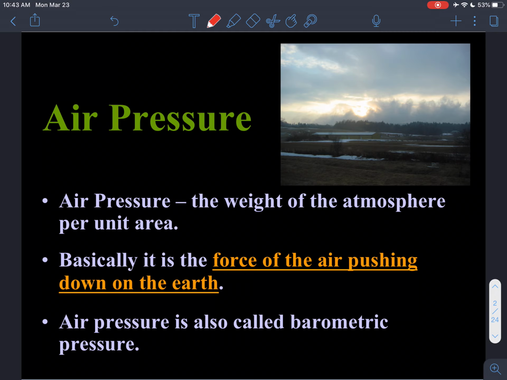Okay, so some things to recall. We discussed that air pressure is the weight of the atmosphere on a certain area. So really what that means is it's just the weight of the air that's pushing down on Earth at a specific time. And when we measure that, we call it barometric air pressure or barometric pressure.